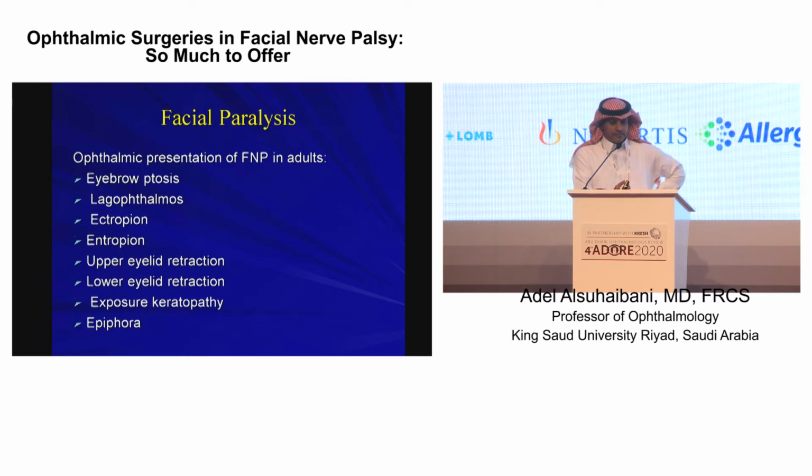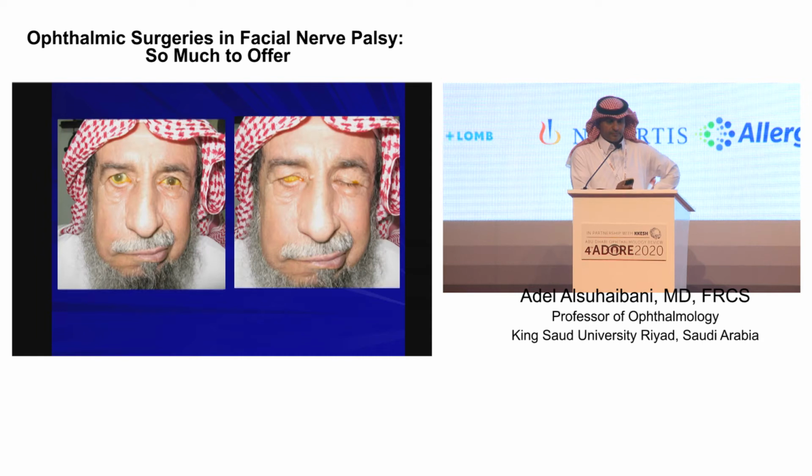What are the ophthalmic manifestations in adults with facial palsy? Typically, they present with eyebrow ptosis, lagophthalmos, ectropion, entropion (mainly in children), upper eyelid retraction, and also lower lid retraction, exposure keratopathy, and epiphora. This is a typical patient presenting with facial palsy affecting the right side, and you can see the lagophthalmos. Brow ptosis is not that obvious because he has a senile brow ptosis on both sides.